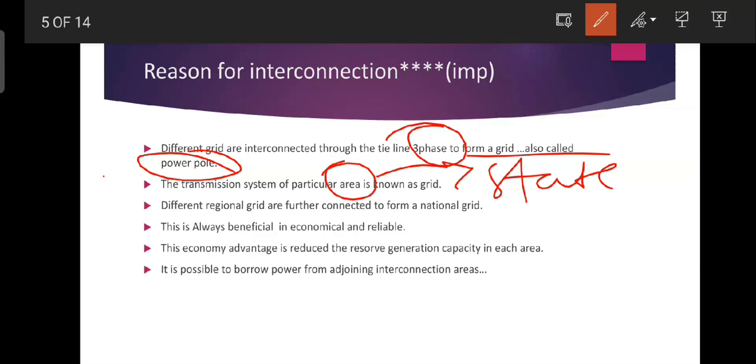Okay, remember what a power pool is. Different grids are connected through three-phase lines to form a grid, also called the power pool. And why do we use the interconnection?